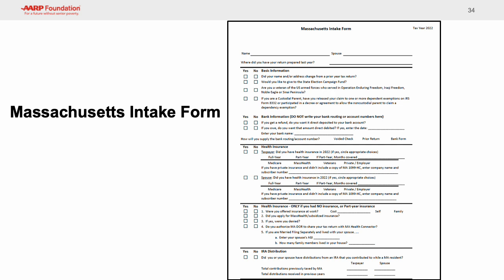Just going to let you know that there's also a Massachusetts intake form. We're going to discuss this form when we do the Massachusetts training.